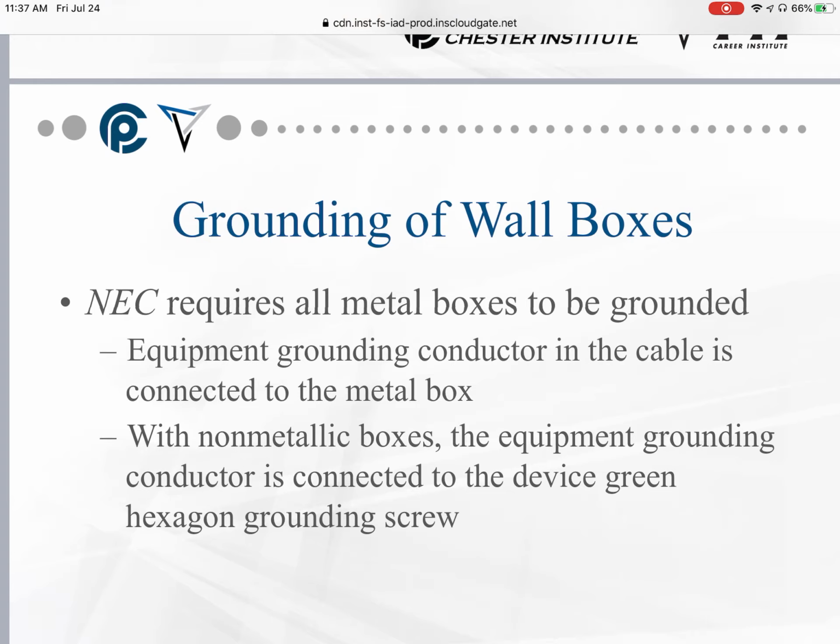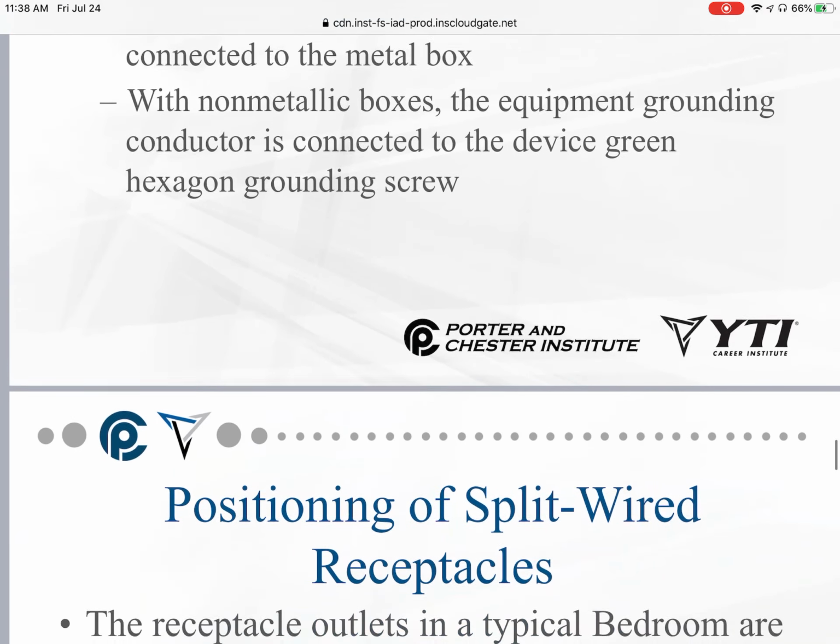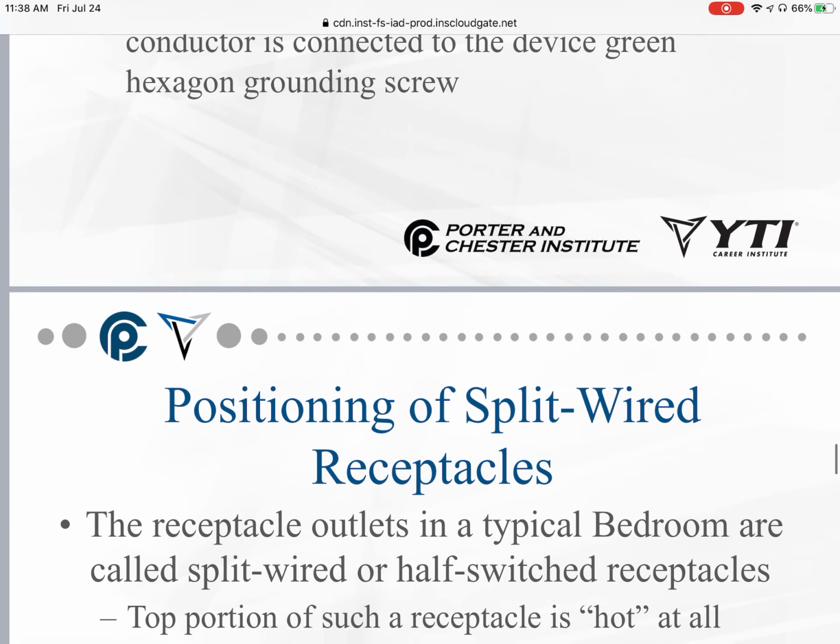In a non-metallic box, we go right to the green screw on the device, right? But we also have to bond our grounding conductors together, right? We have to either use one of those little barrel crimps or maybe a greenie. For you guys that are not familiar with greenies, that's that device that looks a lot like a wire nut, except it's got the little hole in the top. Those are usually used when you have one device in the box, though.